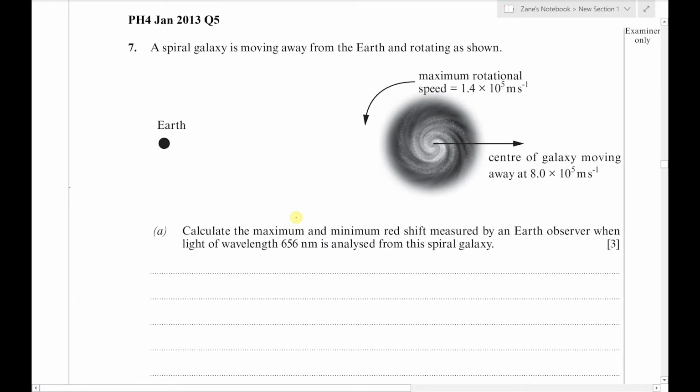Welcome to another WJEC A level physics question. This time it's January 2013's question 5 from the PH4 paper. It's a question on orbits and the wider universe, which is currently in Unit 4.